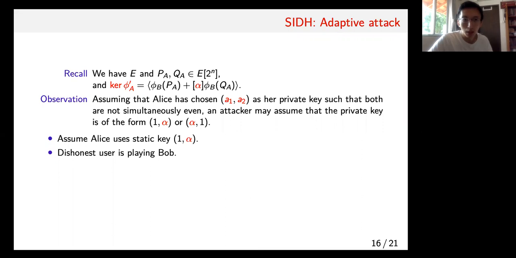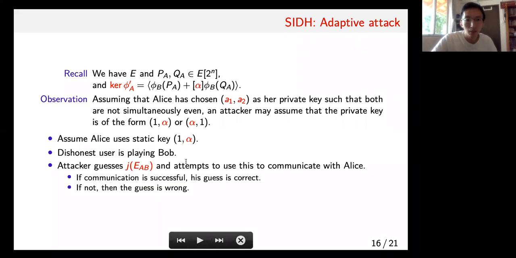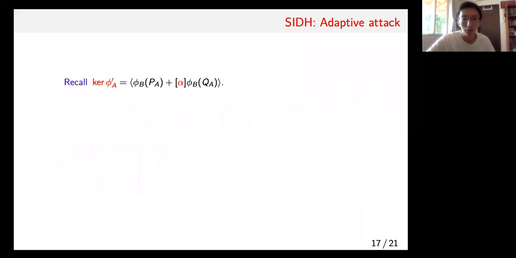So what I do is that I pretend to be a Bob that wants to communicate with her. So I'm going to keep sending her different EB PAs and phi B QAs. So I'm going to try to guess all the different EABs, and I'll try to use this to communicate with Alice. If the communication is successful, then my guess is correct, right? But as we have seen, trying to guess this is not easy.